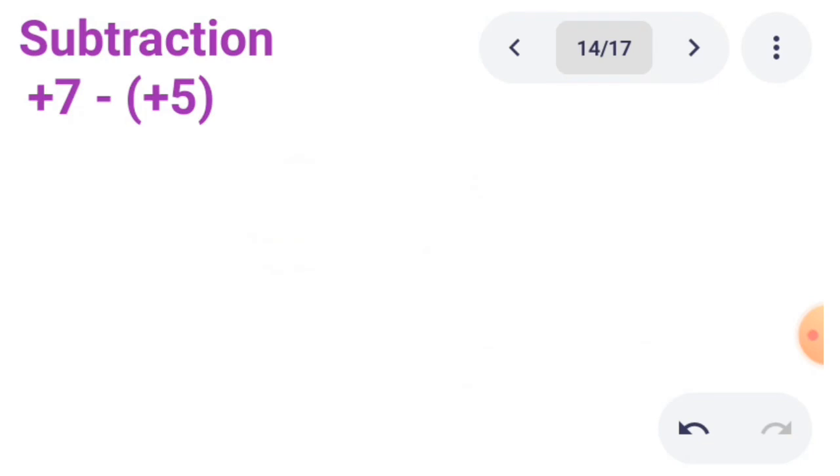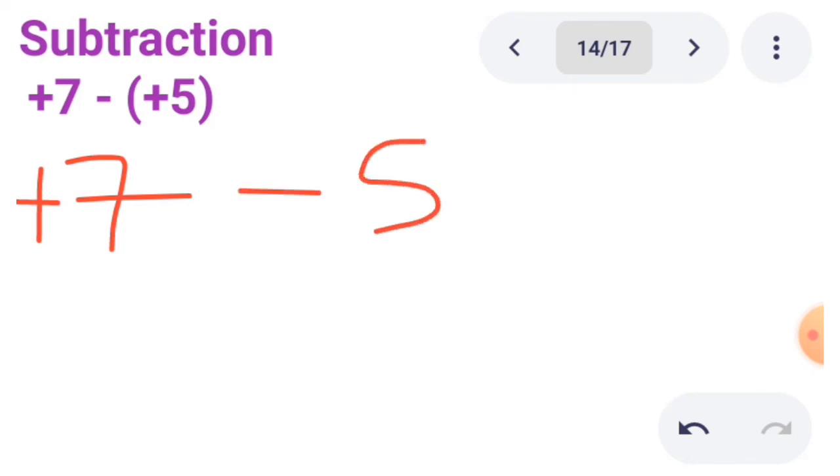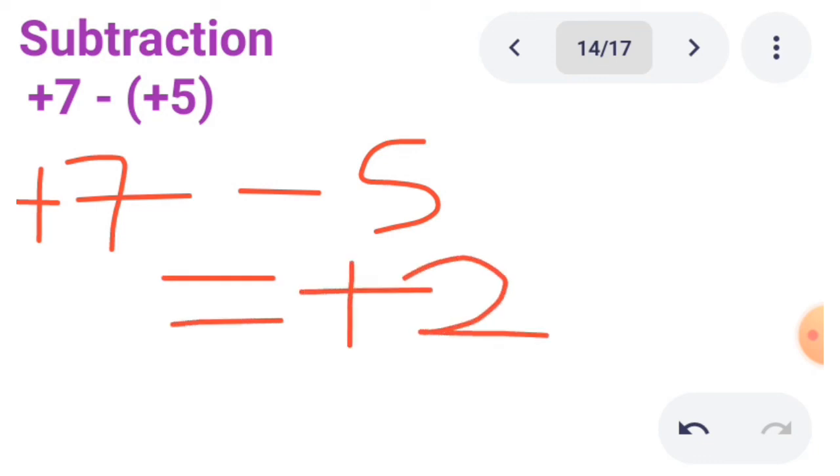Now let's subtract a plus 5 from a plus 7. So what do we do? We change the sign. We have a plus 7 minus 5. And 7 minus 5 is going to give us 2. A plus 2, and that's the answer. I know it's very simple.